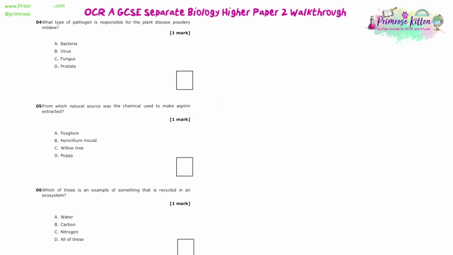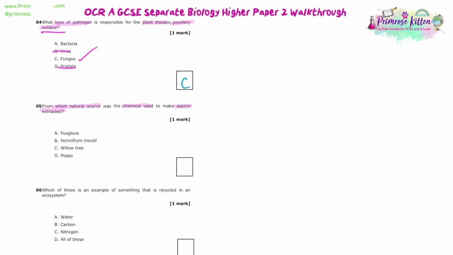Okay, so question 4. What type of pathogen is responsible for the plant disease powdery mildew? Okay, so this is a content question. It's kind of a fact that we just have to know. I'd be able to eliminate a couple though, because protist and virus, there's a couple of specific examples of plant viruses, but they wouldn't form powdery mildew, which is like a white powdery substance on the outside of the leaf. A virus wouldn't do that, and neither would a protist. They have to live inside the host. So then it's got to be a bacteria or fungus. It is a fungus.